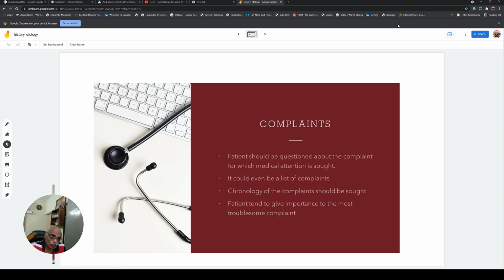The clinician should be warned that patients invariably are known to give importance to the most troublesome of their complaints. If the patient is being troubled by ear pain alone, the patient will be focusing only on that complaint and he may not provide adequate details of the other features of the disease. So the physician should be guarded against this type of problem.